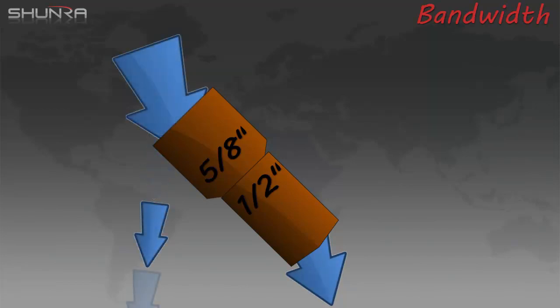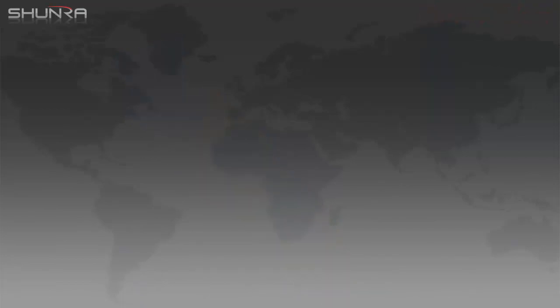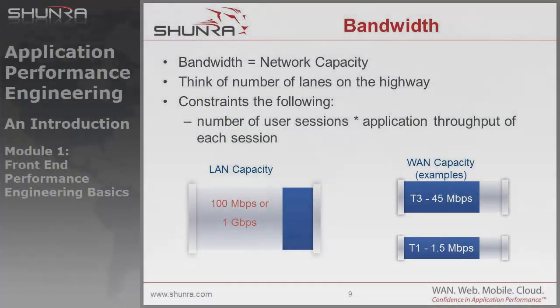What's going to happen? It's going to queue up, right? Again, causing some sort of queuing delay. But the point is that we cannot put 5/8 inches worth of water through a 1/2 inch pipe. So that is a great way to describe network capacity.